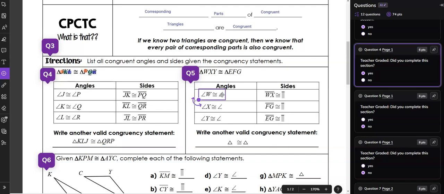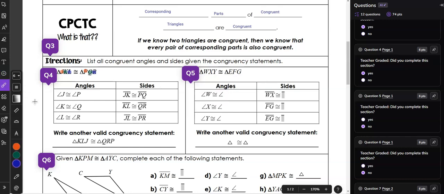All right, number 5, we're going to do the same thing. So again, first thing I want you to do is to highlight the corresponding parts, and I'm going to go ahead and make my dot a little smaller. So my first letter is W, and my first letter is E, so I'm going to color those both orange. And then I have my X and my F, and these are a little hard to see, but those are green. And then G is going to be blue, and Y will be blue. So again, same order: orange, green, blue, orange, green, blue.